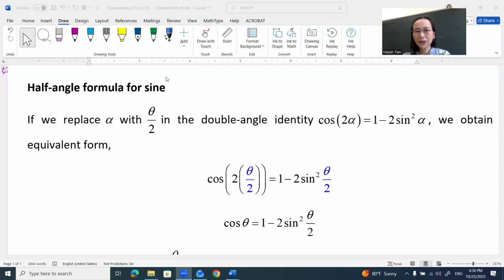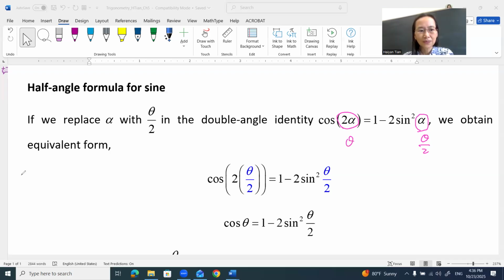So double or half angle formula, it's all relative. Let's look at this double angle identity: cosine 2 alpha. This 2 alpha is a double angle of alpha. But what if I replace alpha with half of theta? Then twice of half of theta will be theta.